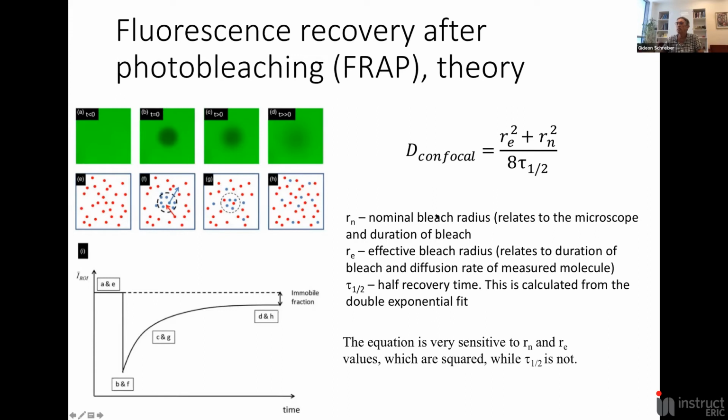What is the nominal bleach radius? This is a bleach radius that you get from the microscope. Assuming, and I will show it in a moment, that you have a rigid kind of medium where you bleach it and it's not recovering, then you will get a certain RN. RE is a dynamic, effective bleach radius, and the effective bleach radius also relates to the diffusion rates of the measured molecules. Okay, I will now show you examples of this.